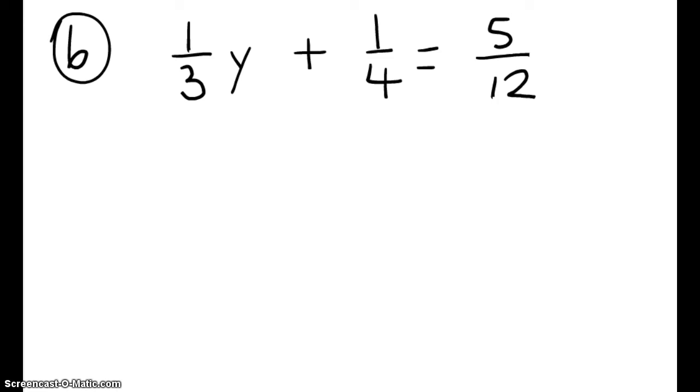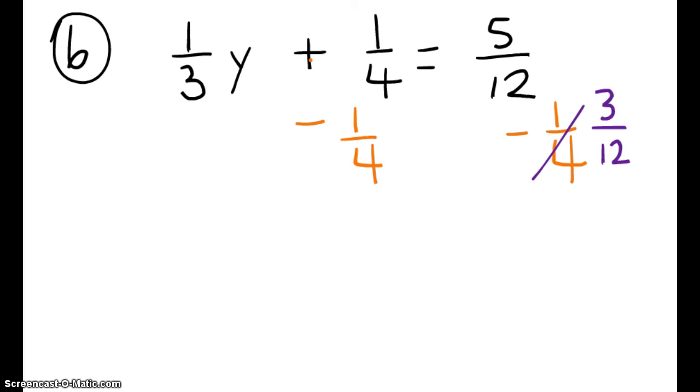Okay, this next one, remember, we're not going to freak out because it has fractions. So here we have a third y plus a fourth is 5/12. So really what we want to do is get rid of that fourth. So we're going to subtract a fourth from both sides. But remember, when you're subtracting and adding with fractions, you really need to have a common denominator. So we're actually going to change that fourth to 12ths. So 1/4 is equivalent to 3/12.